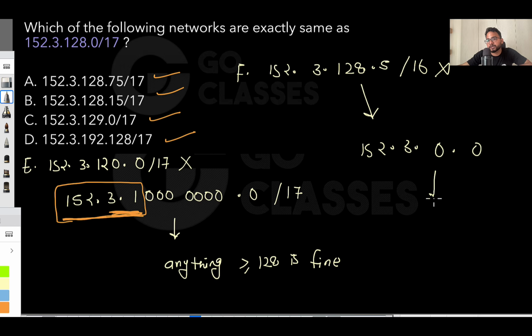Okay, this is representing .0.2, 152.3.255.255. So this is also not the answer, right? This is also not the answer. This is also not the answer. Okay, these four are the possible answers.